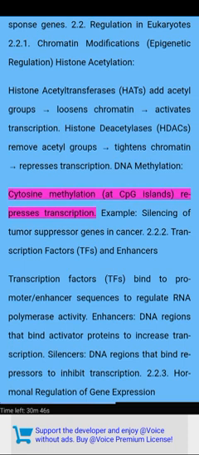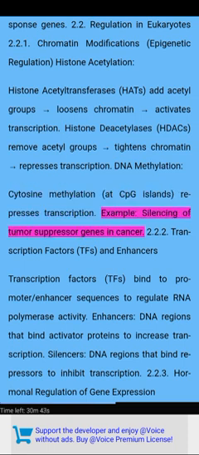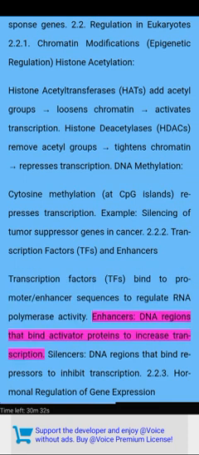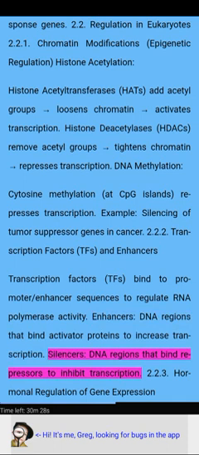DNA methylation. Cytosine methylation at CpG islands represses transcription. Example, silencing of tumor suppressor genes in cancer. 2.2.2. Transcription factors, TFs, and enhancers. Transcription factors bind to promoter and enhancer sequences to regulate RNA polymerase activity. Enhancers, DNA regions that bind activator proteins to increase transcription. Silencers, DNA regions that bind repressors to inhibit transcription.